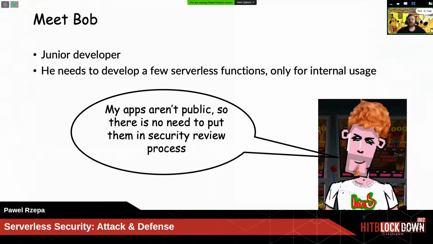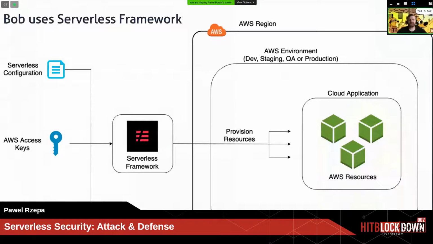Which is pretty common approach, unfortunately, because in the monolithic architecture, everybody thinks that you cannot access those internal applications from the public internet. However, in serverless, the situation looks a little bit different, which will be presented in the next slides. Furthermore, Bob uses serverless framework, which is the most common way to deploy the applications in AWS. The serverless framework, based on serverless configuration file, generates the CloudFormation templates and also zips your Lambda functions with all the dependencies. All those steps, of course, can be done manually, but the serverless framework automates most of such steps and makes developers' life much easier.